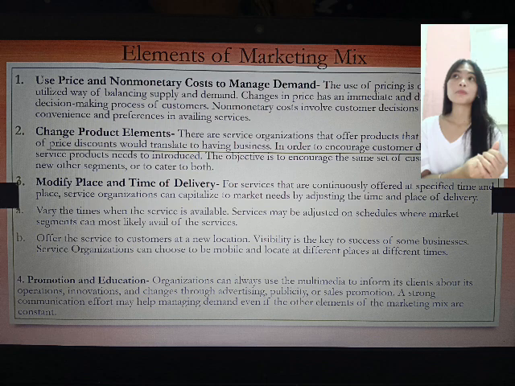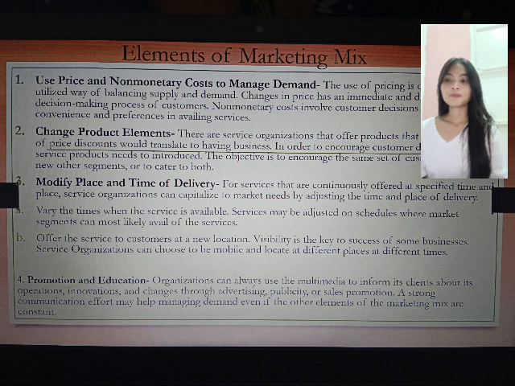And then third is modify place and time of delivery. For services that are continuously offered at specified time and place, service organizations can capitalize the market needs by adjusting the time and place of delivery. So, may day niyid duha. Vary the times when the service is available. Service may be adjusted on schedules where market segments can most likely avail of the services.